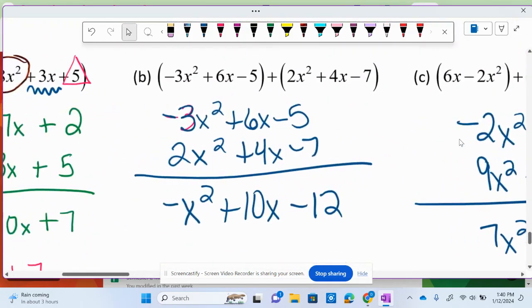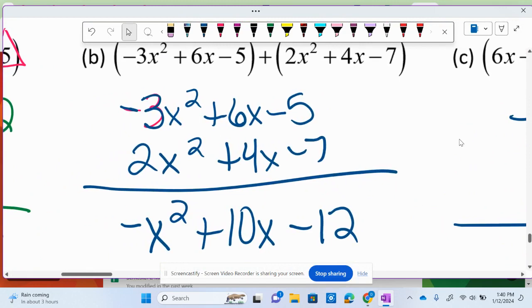Okay, I'm going to unfreeze the screen and I'm just going to focus on example B. Okay, so negative 3x squared plus 2x squared is negative x squared, or negative 1x squared.